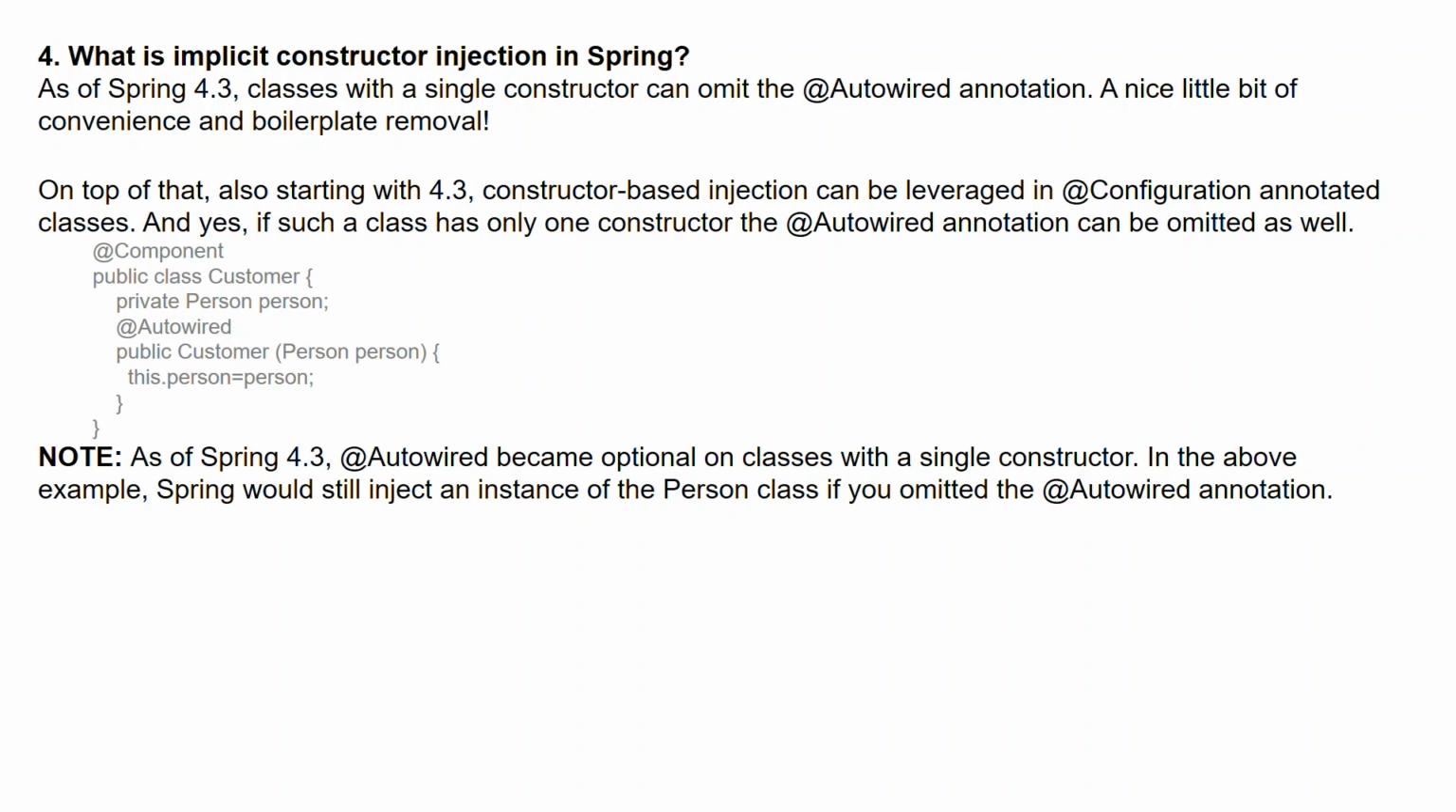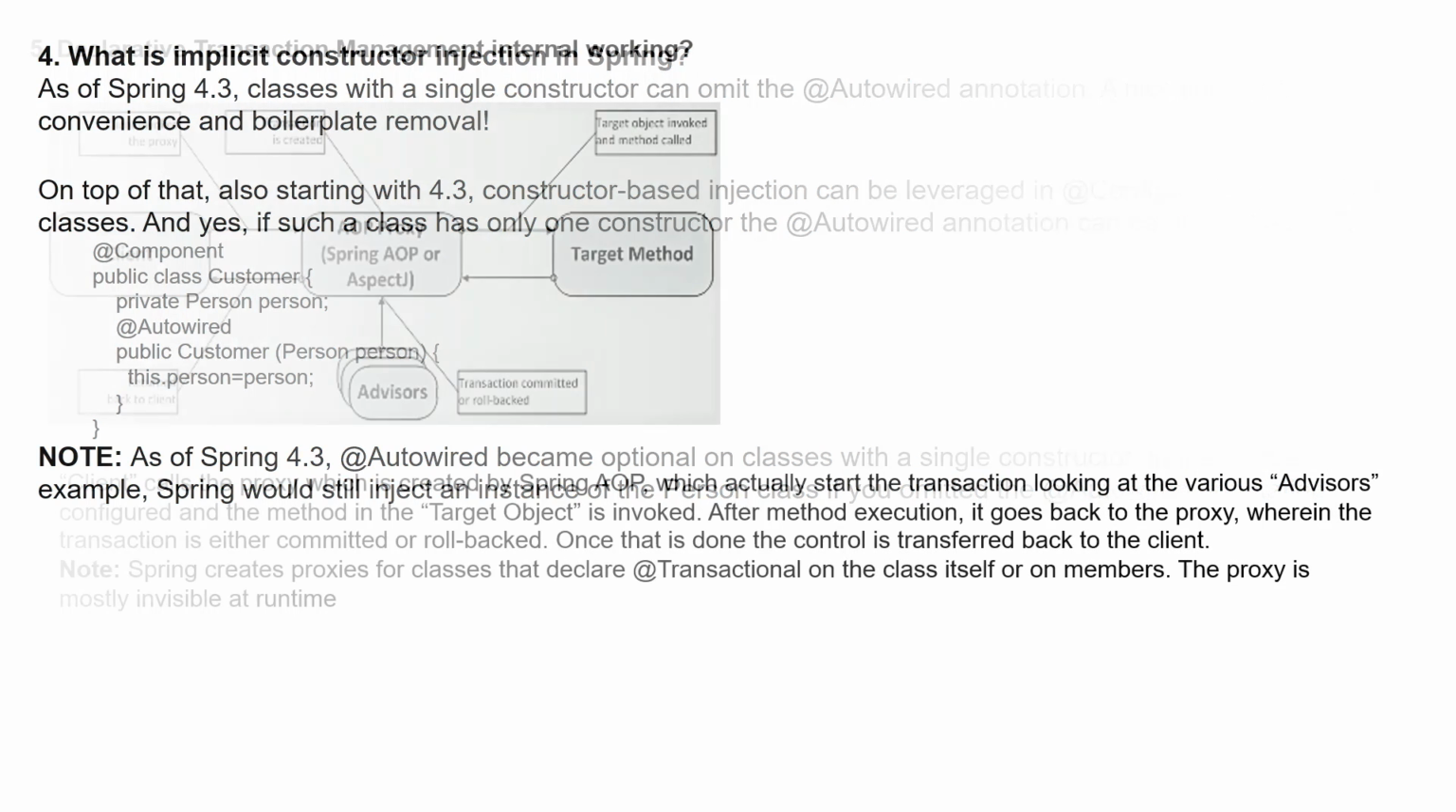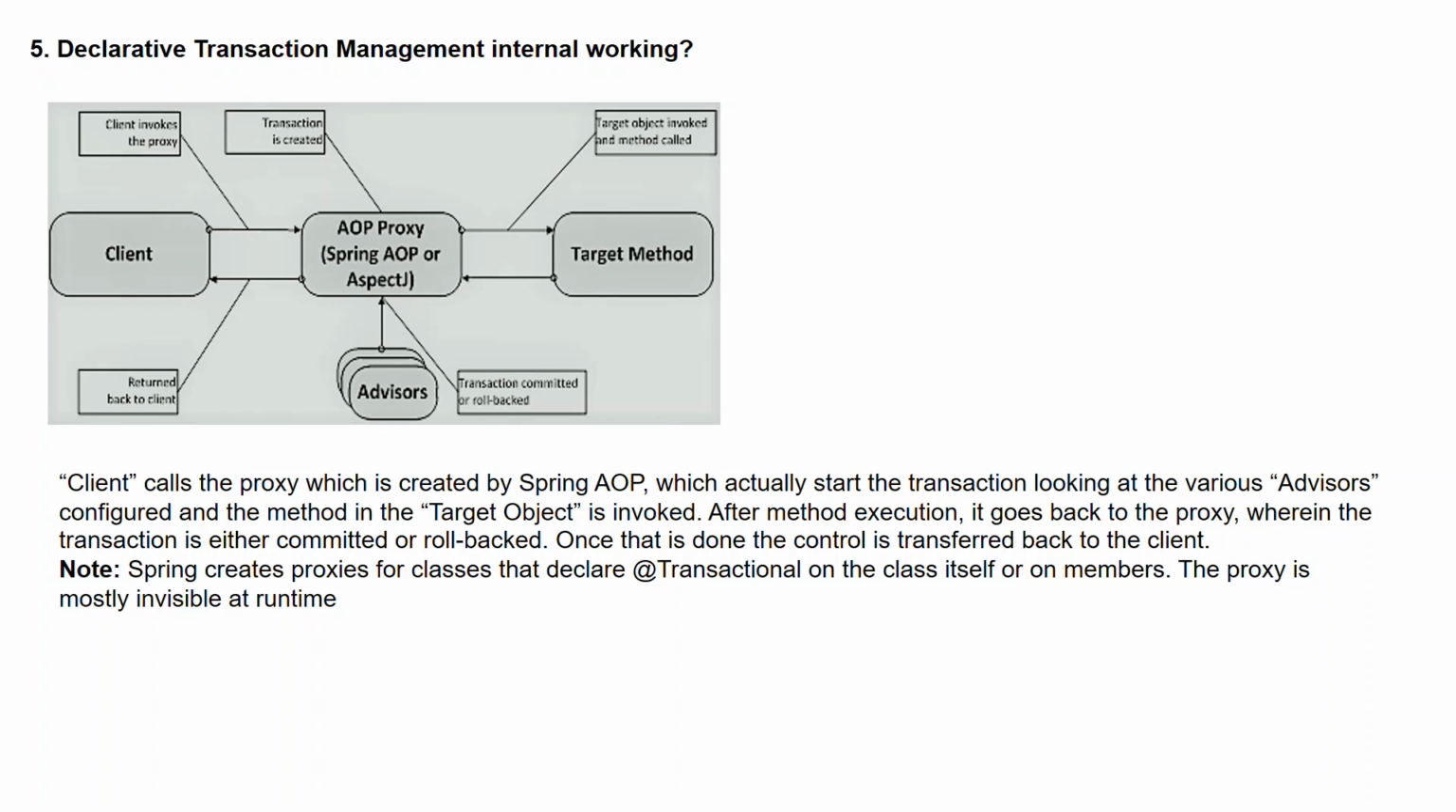Note, as of Spring 4.3, @Autowired became optional on classes with a single constructor. In the above example, Spring would still inject an instance of the Person class if you omitted the @Autowired annotation. 5. Declarative transaction management internal working. See an example.